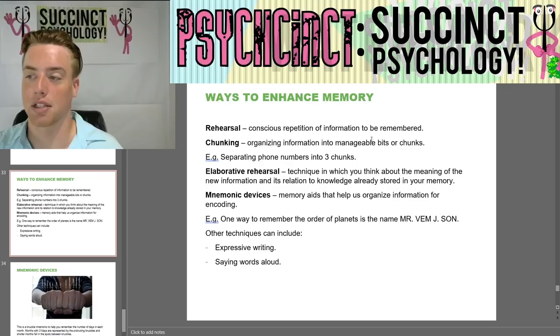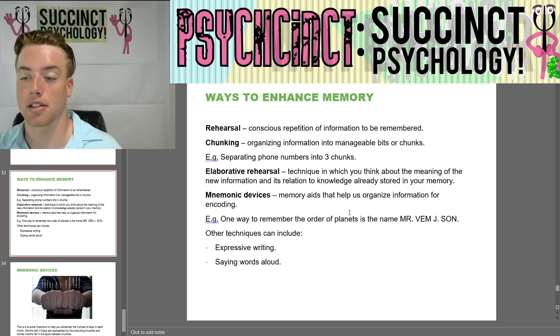So anyways, ways to enhance memory. Rehearsal, which is the conscious repetition of information to be remembered, and chunking, which is organizing information into manageable bits or chunks. So, for example, separating phone numbers into three chunks. Then you have elaborative rehearsal, which is a technique in which you think about the meaning of the new information and its relation to knowledge already stored in your memory. Now, mnemonic devices are memory aids that help us organize information for encoding. So, for example, one way to remember the order of the planets is the name MR, VM, J, Sun. Other techniques can include expressive writing and saying words aloud.